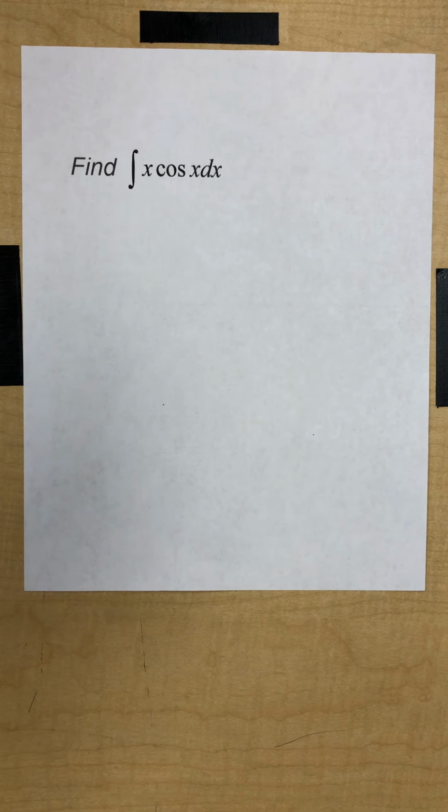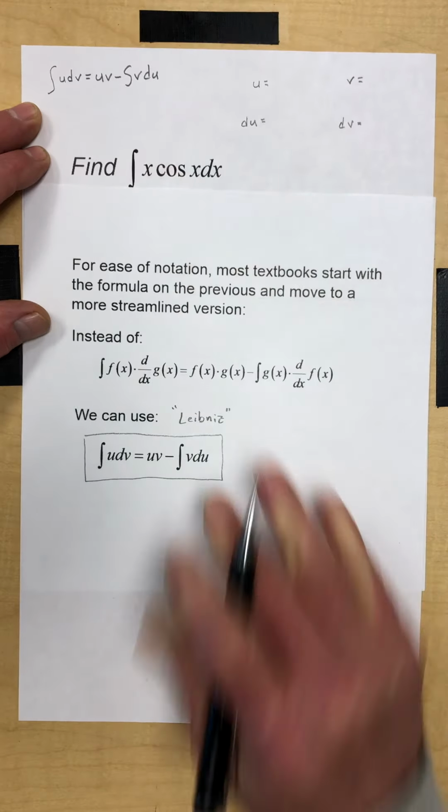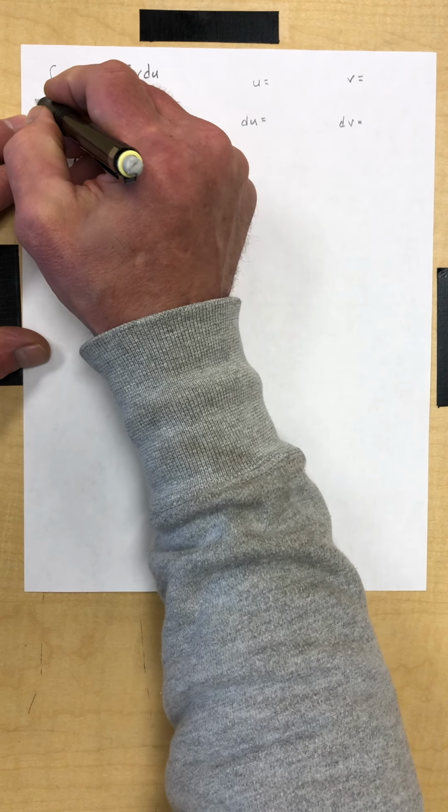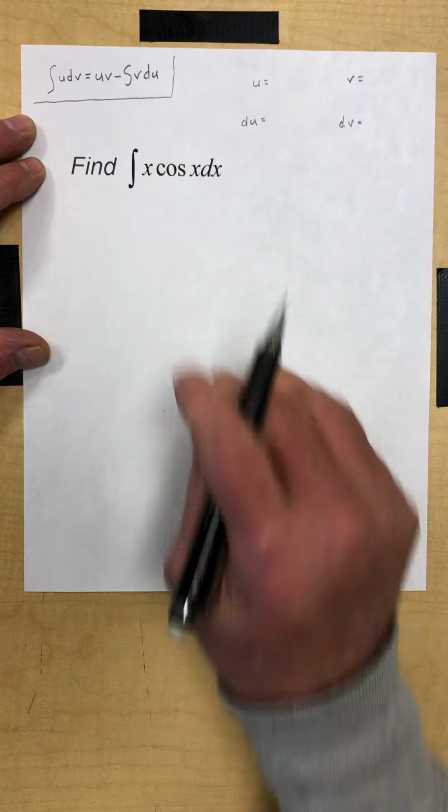If I'm using Leibniz's notation, I need a u, which means I need a du. I need a dv, which means I need a v. So if we go back to this notation right here, I'm going to put it at the top of the page so we can refer back to it without pulling this thing up. The integral of u dv equals u v minus the integral of v du. And I'll refer back to that on a regular basis.